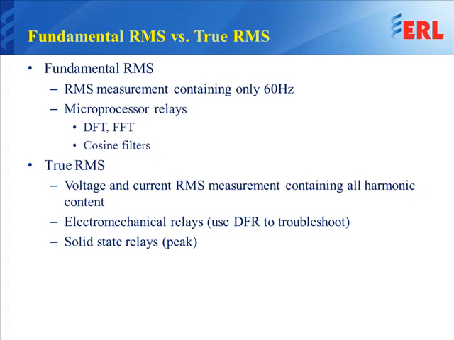The true RMS is the waveform that contains all the harmonics based on the maximum sampling rate that such a device would offer. Now electromechanical relays operate based on this principle, based on the true RMS. Now the problem is that sometimes the harmonics would cause electromechanical relays to misoperate. That is the reason why now microprocessor relays extract all the other harmonics. Now solid state relays would operate on the peak magnitude of the true RMS signal.